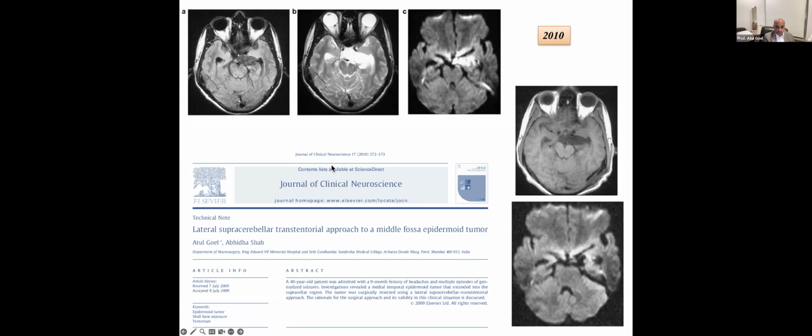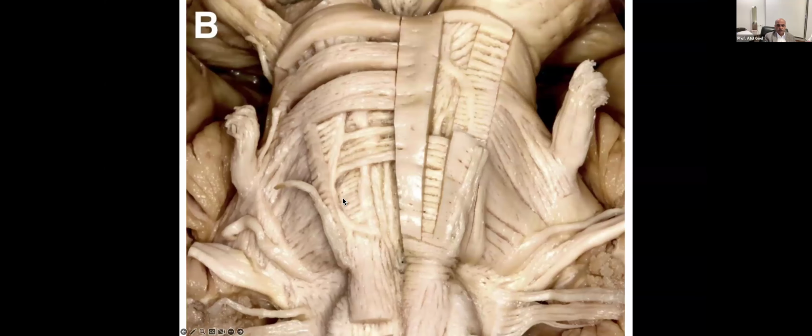For the first time in the literature, we described the lateral supracerebellar transtentorial approach for a middle fossa tumor. You check the literature, there is not a single approach described before our paper of a middle fossa tumor being removed by a posterior fossa route. After that, there are several other papers. People are doing amygdalohippocampectomy. People are doing medial temporal glioma resection. But for a middle fossa tumor by a posterior fossa approach, this was the first paper in the literature, and I'm proud about it. And brainstem anatomy has to be learned.